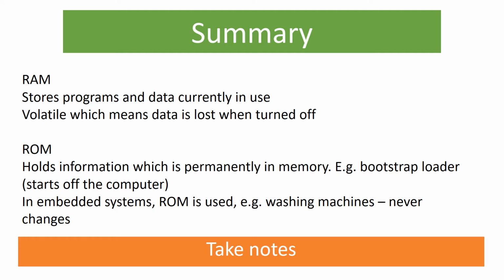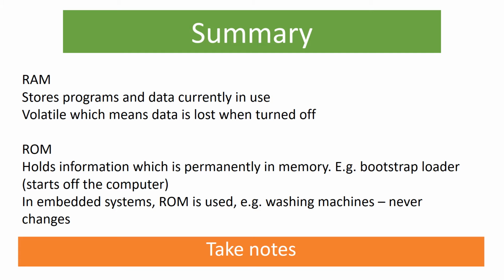In summary from last lesson, RAM stores the programs and data we currently have in use. It's volatile, which means data is lost when it's turned off. ROM holds our BIOS. It's a small amount of non-volatile memory which is located on the motherboard.